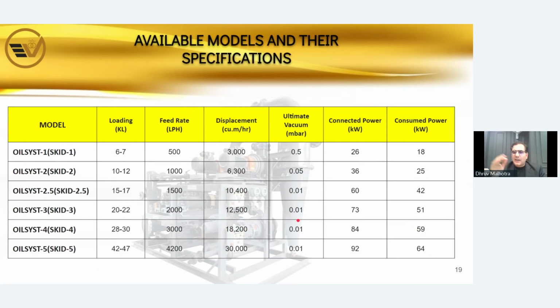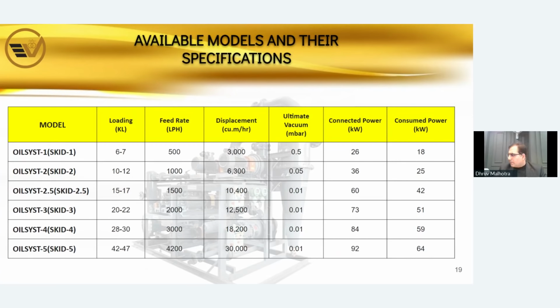Then we have the connected power. In this particular case, the connected power is 73 kilowatt. And then you have the consumed power, which is the actual power consumed by the system. Because motors are standard in sizes, we cannot always have a non-standard motor designed for us specifically. So we use standard motors. However, our actual power consumption is much lower as compared to that power range.